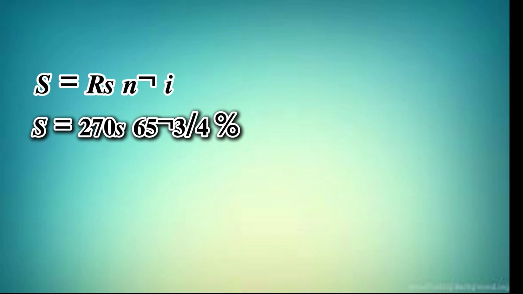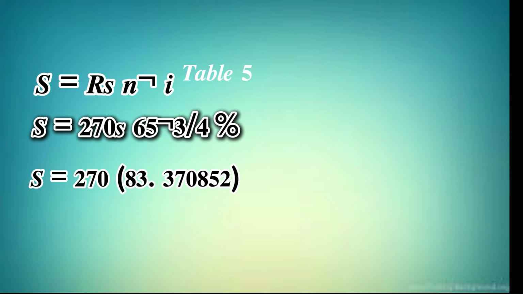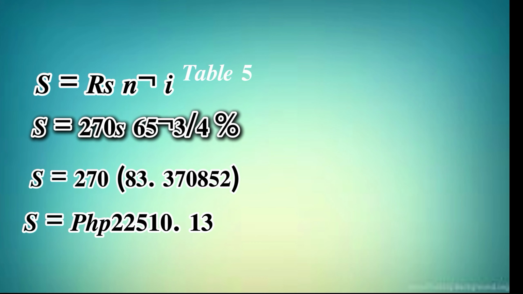So we are going to look it up in table 5. We're going to look for the 3/4 of 65. So we have the amount of 83.370852. So we can solve for the amount, which is S is equal to 270 times 83.370852 is equal to 22,510.13. So this will be the amount, and we're going to solve now the present value.